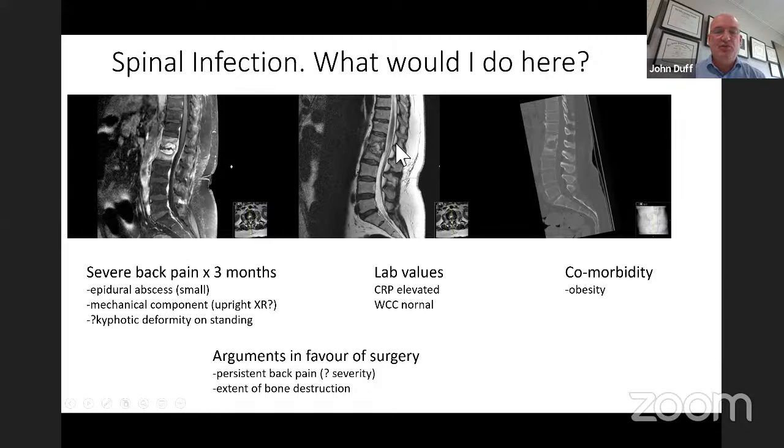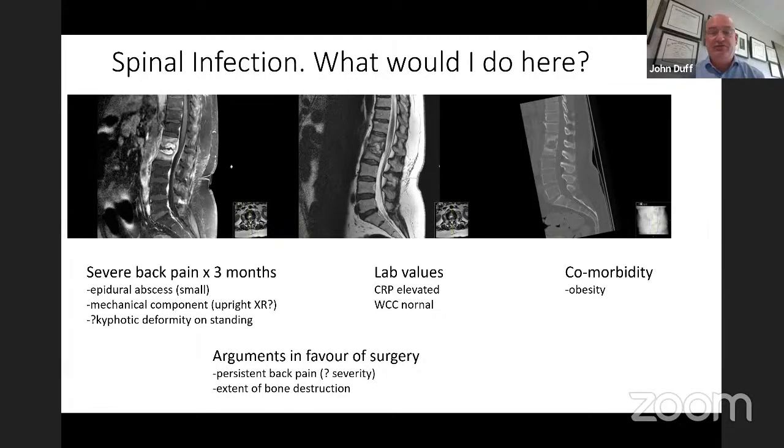And while there's a small component of epidural abscess, that's part of it there. But what you see on the CT scan is very extensive bone destruction. And I would say this patient certainly has some element of mechanical pain. And I think the likelihood of going on to develop a progressive deformity with the possibility of developing some neurologic symptoms is non-negligible. Now, she's had severe pain for 3 months.